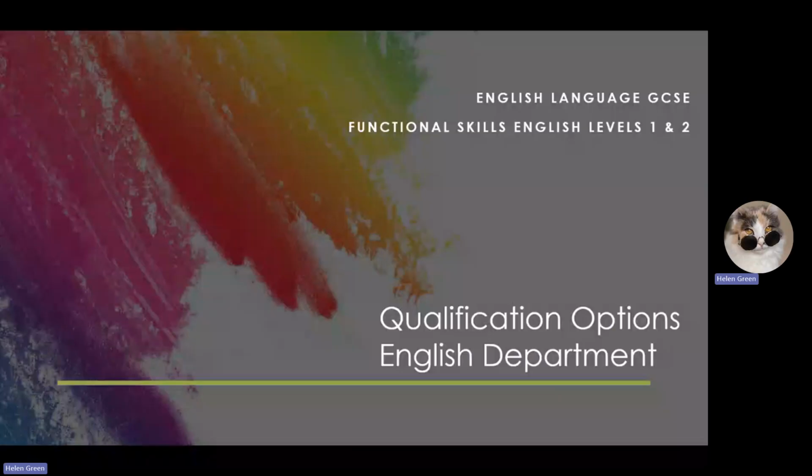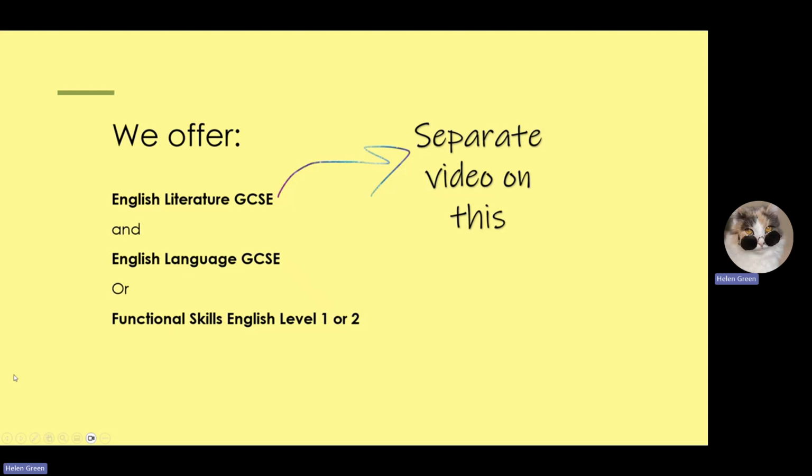This video is taking you through the different qualification options for you in the English department, looking specifically at English Language GCSE and Functional Skills. In the English department, we offer three qualifications: English Literature GCSE, English Language GCSE, and Functional Skills English.